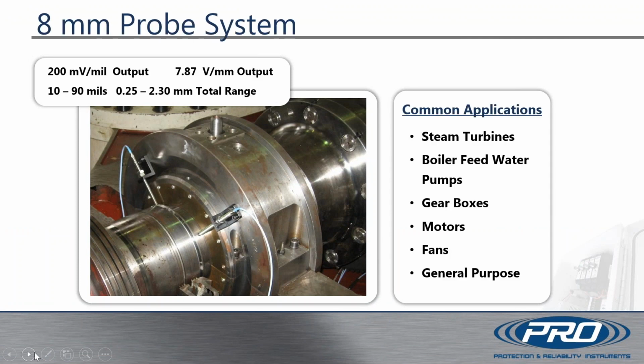The 8 mm probe system has common applications of steam turbines, boiler feed water pumps, gearboxes, motors, fans, and also general purpose. This is very similar to the common applications for the FFV probes and 5 mm diameter probe systems.